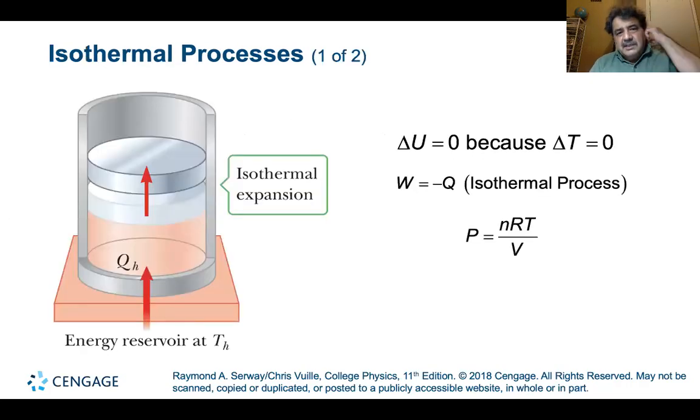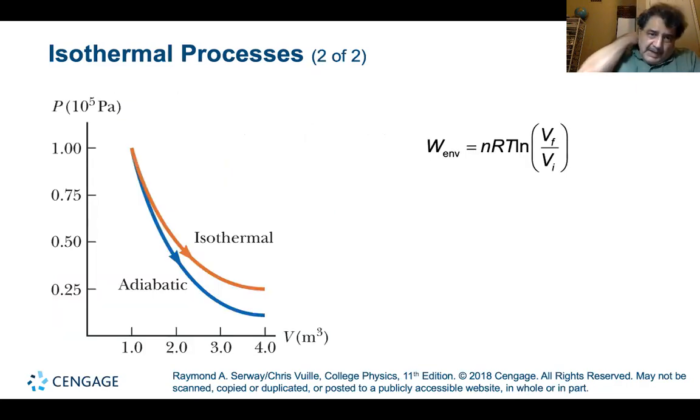Okay, isothermal processes. Isothermal expansion, delta U equals 0 because delta T equals 0. There's no change in temperature, so the internal energy change equals 0. So the work is equal to minus Q. So P equals nRT divided by V. Isothermal process, you can see that work on the environment is equal to nRT natural log of V final divided by V initial, the final volume divided by the initial volume.